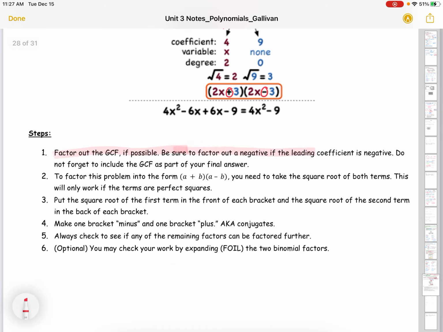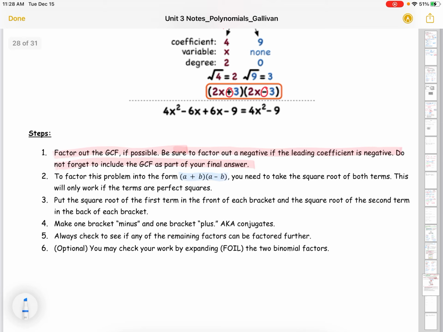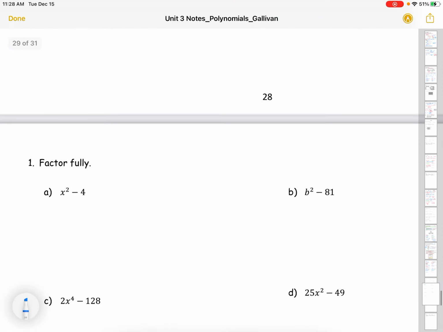So, steps: factor out the GCF if possible, be sure to factor out the negative, and don't forget to include the GCF as part of your final answer. That's been your step one for almost everything, okay? To factor this into the form of a plus b times a minus b, you need to take the square root of both terms, and it will only work if the terms are perfect squares. Sometimes you can't see the perfect squares until you take the GCF out, okay? So that's basically the pattern. And of course you can check your work by expanding. Always check to see if any of the remaining factors can be factored further, okay?